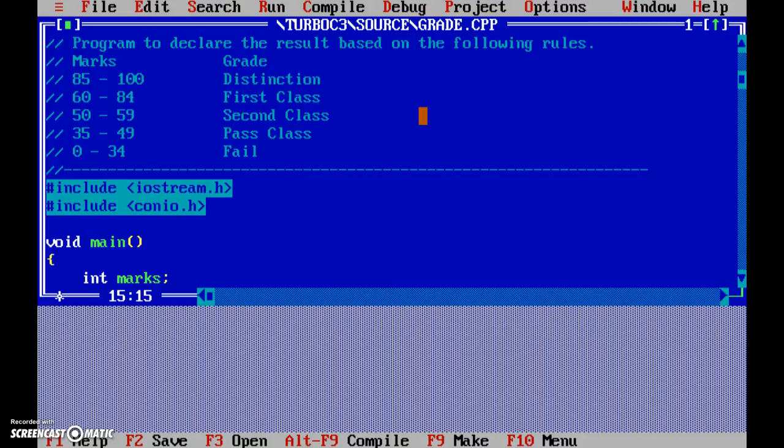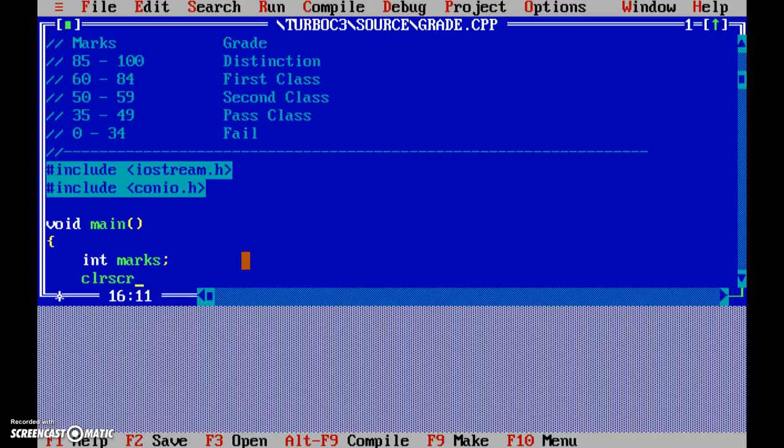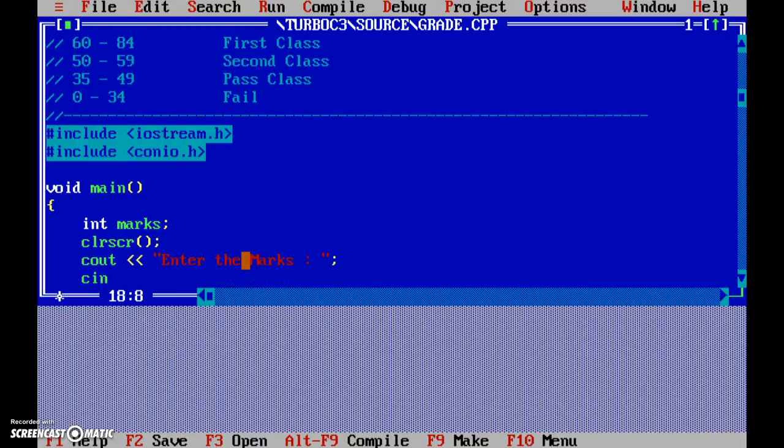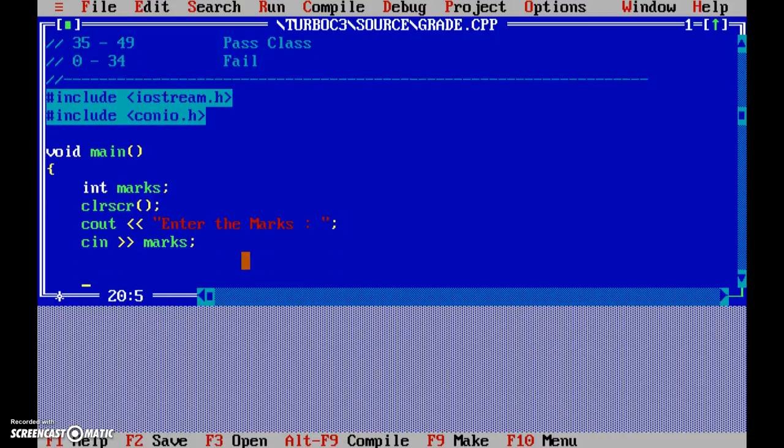Now since there seems to be a gap between 84 and 85, to which grade does it fall if a person gets 84.5? Since it is not very clear, let's treat it as an int so that it never goes into decimal places. So int marks, clear screen, prompt, so enter the marks. Okay, cin marks. Okay, and now we have to start checking.